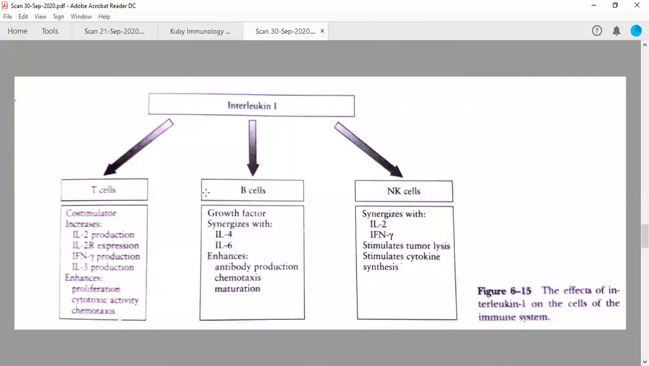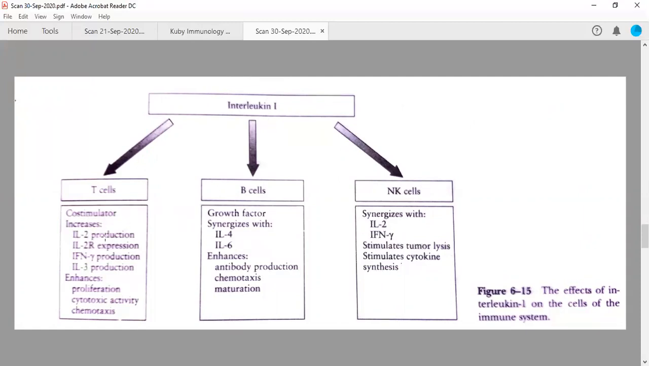Interleukin 1, which is actually secreted from macrophage, can activate the T cells, B cells, and natural killer cells. It can activate all different types of lymphocytes. So T cells, once they are activated, there is an increase in IL-2 production, IL-2 receptor expression, interferon gamma production, and interleukin 3 production. So interleukin 2, interleukin 3, and interferon gamma are produced by the T cells in response to interleukin 1.